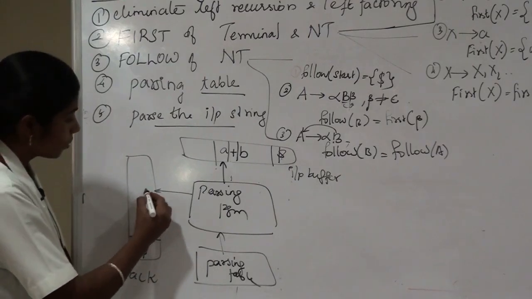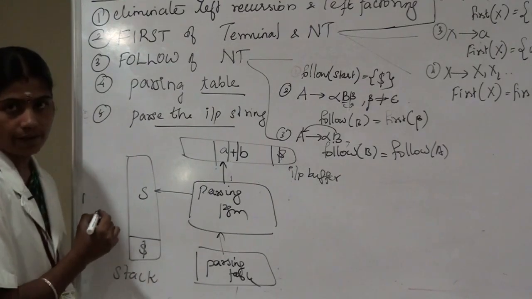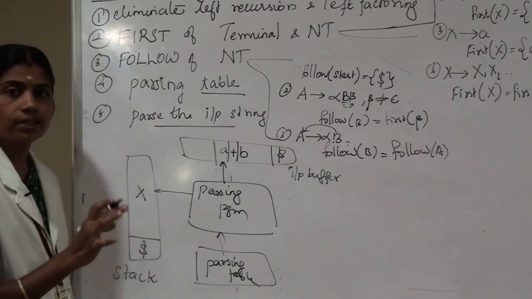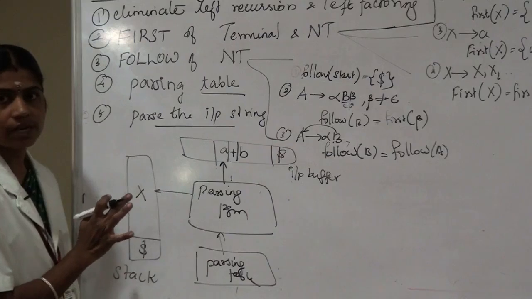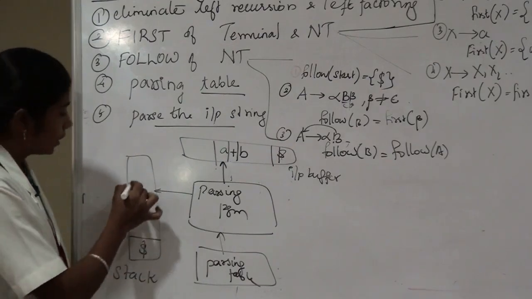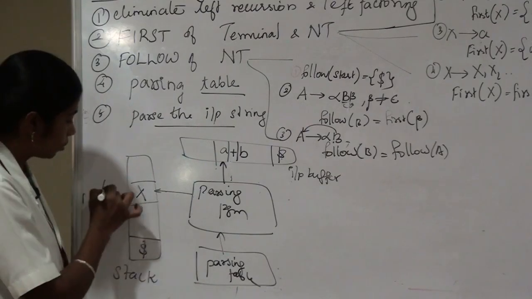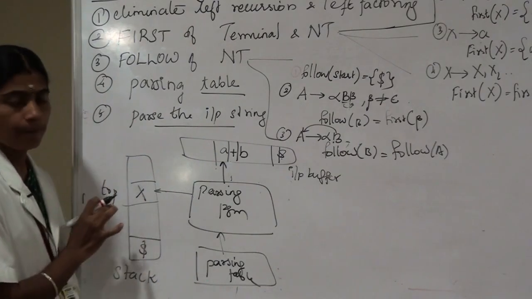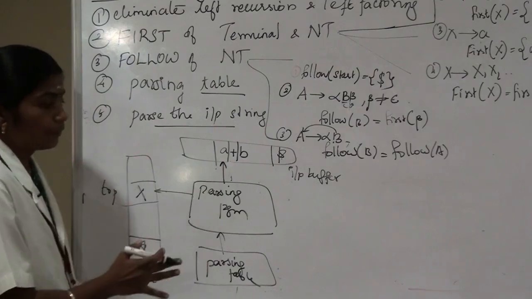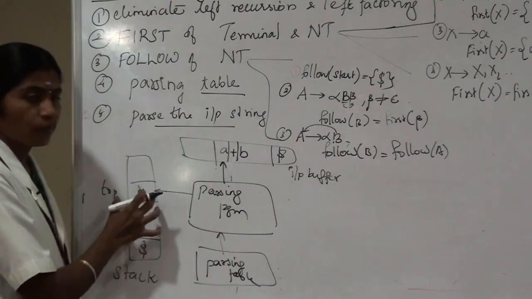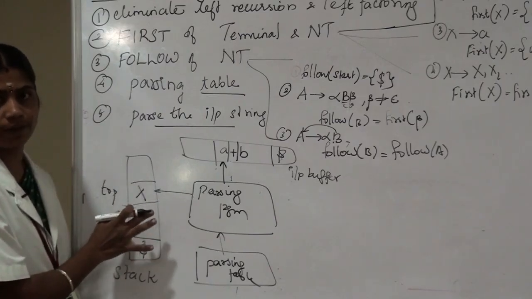On top of stack only the start symbol is available. Suppose the starting symbol of my grammar is X, so it is in the top position. The program will point to the top of stack. This is your top of stack. And how does it work? Initially you will have your input string in the buffer, and the top of stack will have the starting symbol of my grammar, right?